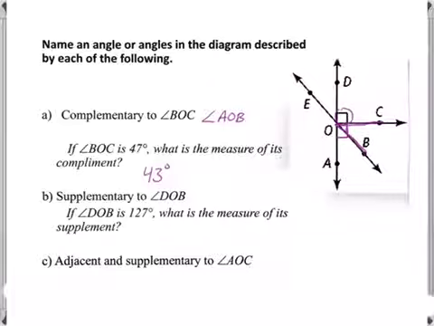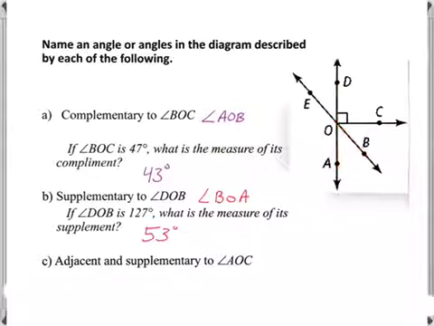Then they want to know a supplementary angle to DOB. Well, DOB is this obtuse angle here. To be supplementary to DOB, we should probably find an angle that helps make a straight angle with DOB. Well, BOA works out, so we're going to say angle BOA, or AOB. And if DOB is 127, what is the measure of its supplement? What has to be added to 127 to make 180? 53 degrees.